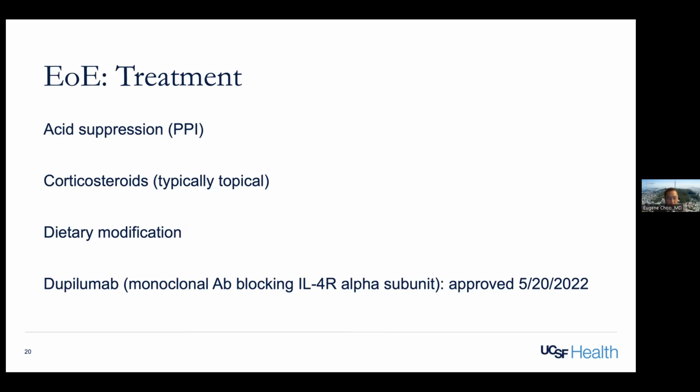And then I did want to mention, however, that hot off the presses somewhat is dupilumab, a monoclonal antibody blocking the IL-4 receptor alpha subunit. So basically blocking downstream IL-4 and IL-13 because they share that common alpha subunit. And that was just approved last month. And so this is now really our only official FDA-approved treatment for EOE, more or less.